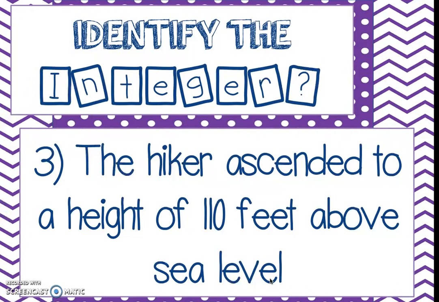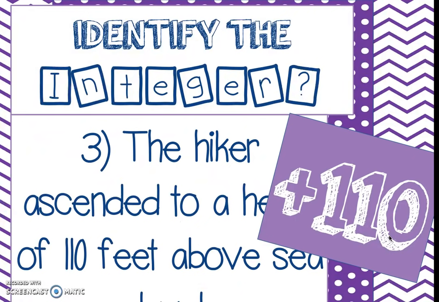Number 3. The hiker ascended to a height of 110 feet above sea level. Take a look at this. Underline any word or words that indicate positive or negative. If we're looking at this problem, we can see that the word ascended tells us he's going up, but also the words above sea level. Both of those indicate that he is going higher and higher and higher. So we know that this integer is going to be a positive number. And in your box there, we can write that it's going to be a positive 110 feet.